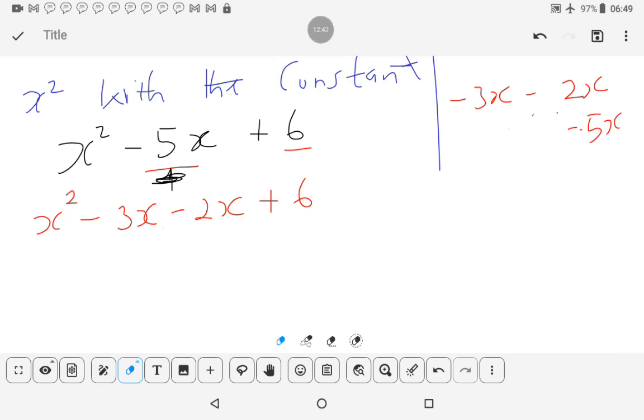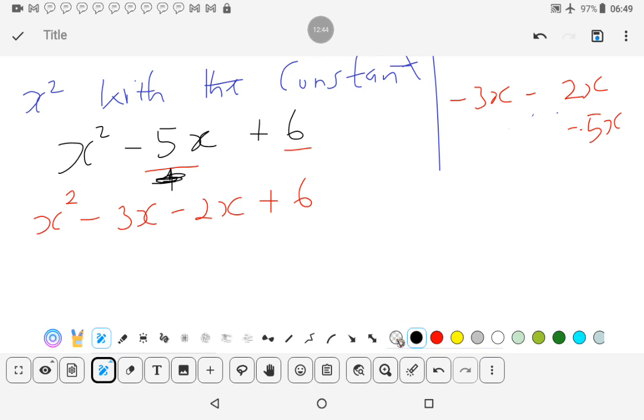So this is how you separate it. This will go like this, and then this will go like this. So you can see that you have x squared minus 3x, minus 2x in the other bracket plus 6.